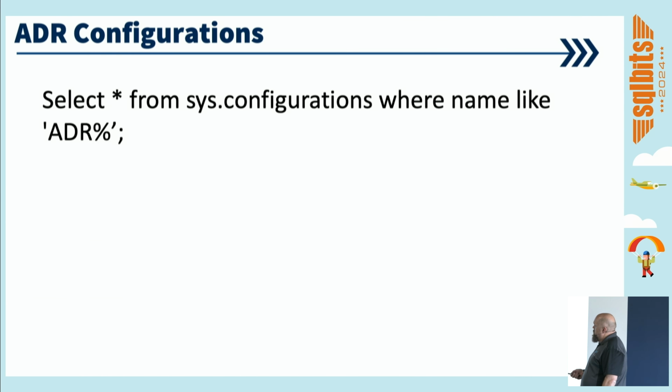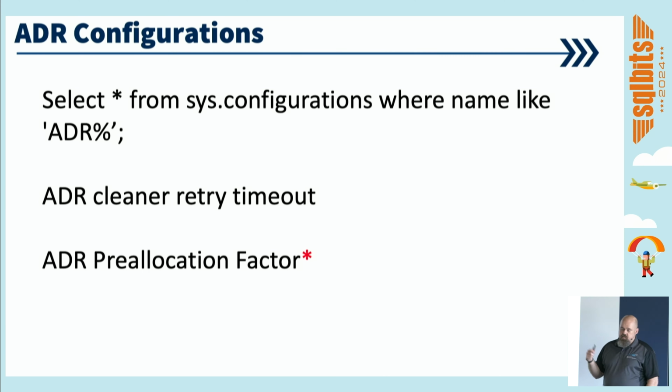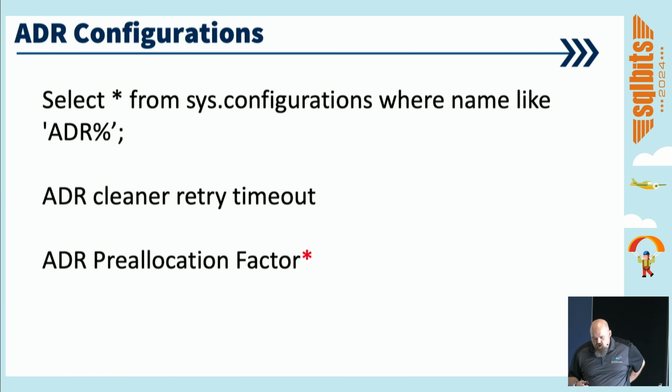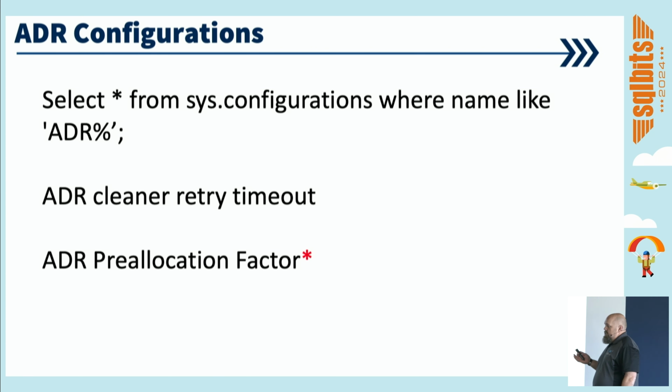ADR configurations, there are some new configuration values. If you do a select star from sys.configurations, we can mess around with some of the ADR settings. You can actually adjust the cleaner retry timeout. Because the cleaner is asynchronous, if it can't get a lock to clean things up, it will bail out and then come back later and try it again, right? You can adjust those retry timeout values if you wanted to. I'm not sure that I would unless I was under the guidance of Microsoft support, okay?